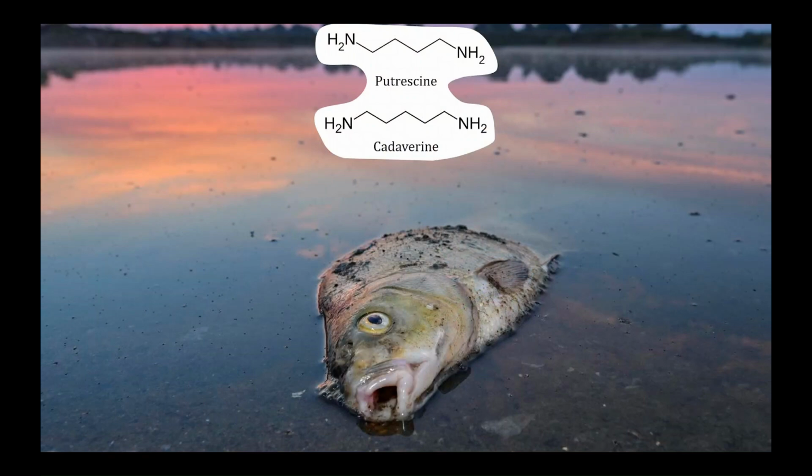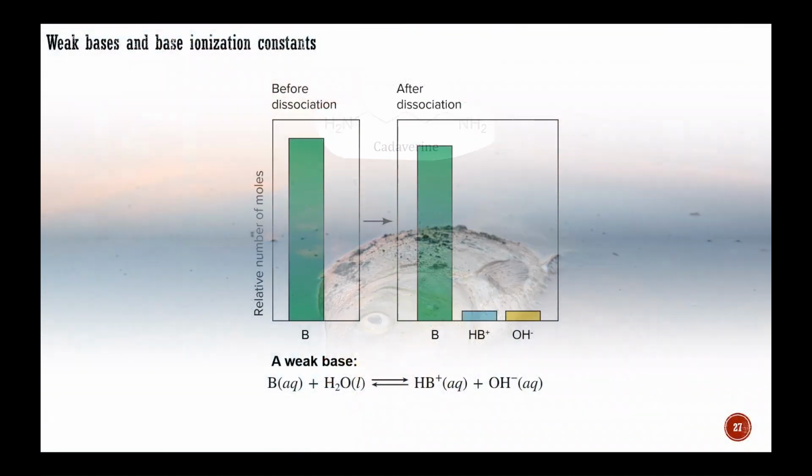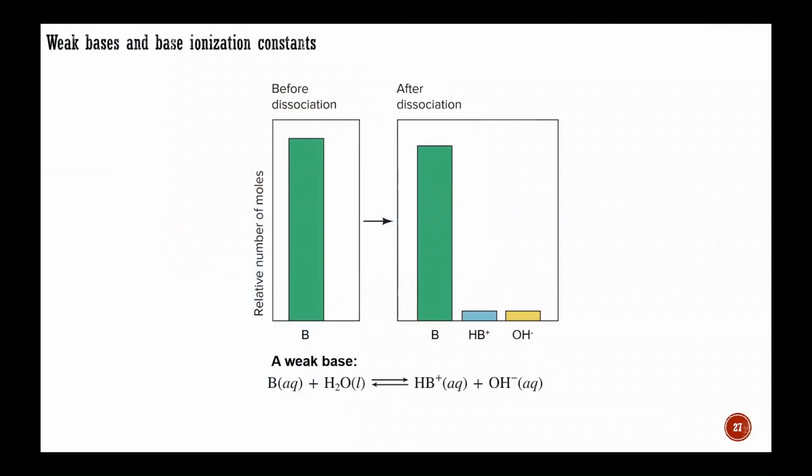Dead tissue breaks down through chemical degradation and bacterial action. The latter often results in the release of volatile amines, such as cadaverine and putrescine. These amines are weak bases, and as their names suggest, the decomposition process is accompanied by a bad smell. Just as most acids are weak, most bases are also weak.